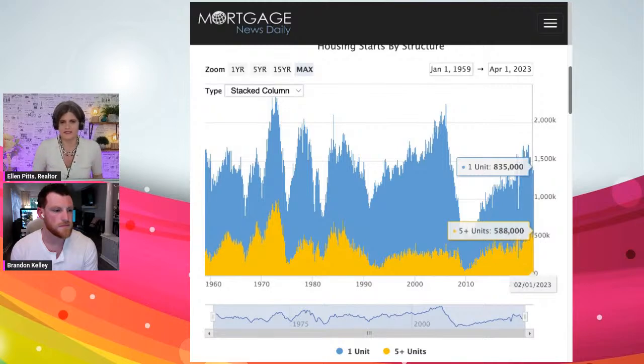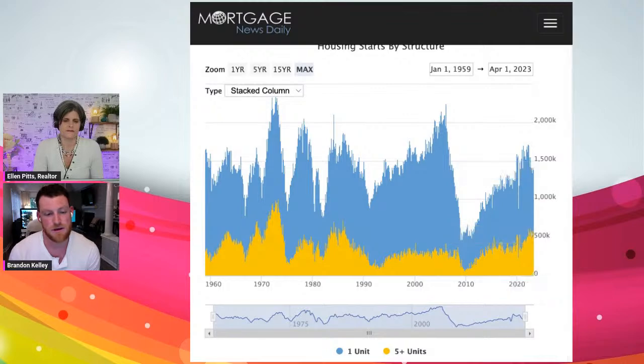What do you know about this, Brandon? Well, this is the first I've seen of this kind of information. Anecdotally, I've definitely noticed it here in Raleigh. We're seeing a lot of apartments going up. I feel like more multifamily is becoming popular, and fewer people are going into homes. But I haven't seen data like that before. Mortgage News Daily is a great source. And yeah, it's certainly interesting to look at.